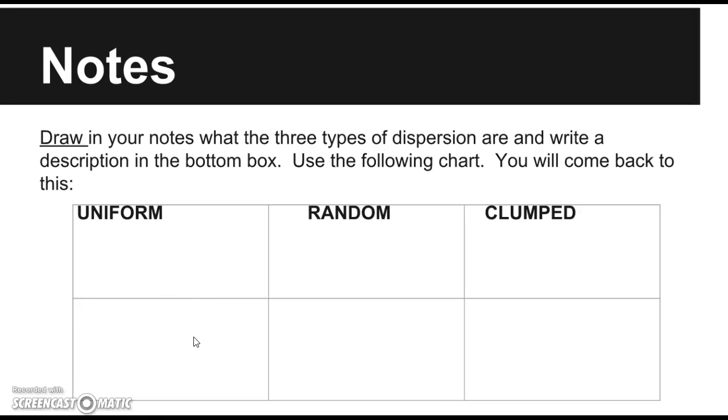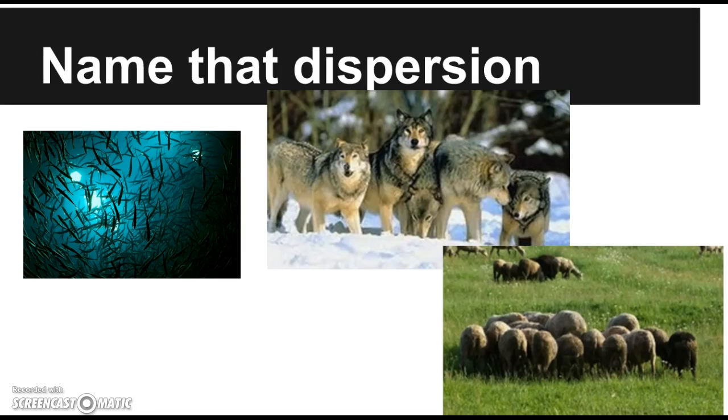So I'm going to show you some pictures of organisms, and I'd like you to try and fill in which type of dispersion you think they're expressing. So the first one that we have here is a school of fish. Another is a pack of wolves, and then we also have some bison. There's actually a bison over here, and then some sheep that are grazing in a prairie.